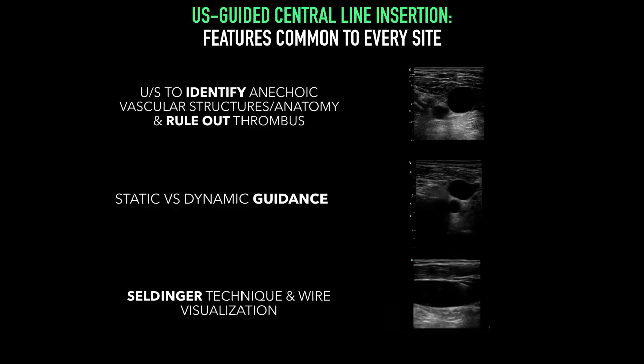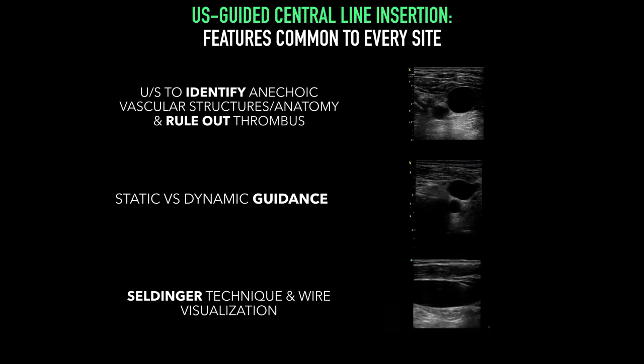There are features common to every site for the use of ultrasound for venous cannulation. First of all, we're using ultrasound to identify anechoic vascular structures, short axis view of vascular anatomy, which are echo-free or anechoic. It helps to understand anatomy with respect to arterial and venous structures and other soft tissue, and to rule out thrombus with compression.